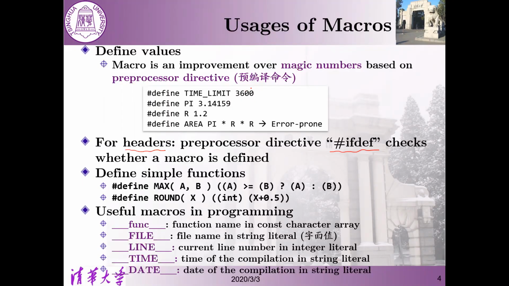So macros can be used to define values, and it is an improvement over these magic numbers. So in our program, if we use these magic numbers, it is difficult to debug and it is error prone and difficult to maintain. So if we use macros, it is better now. It has some meaning and is easier to maintain.